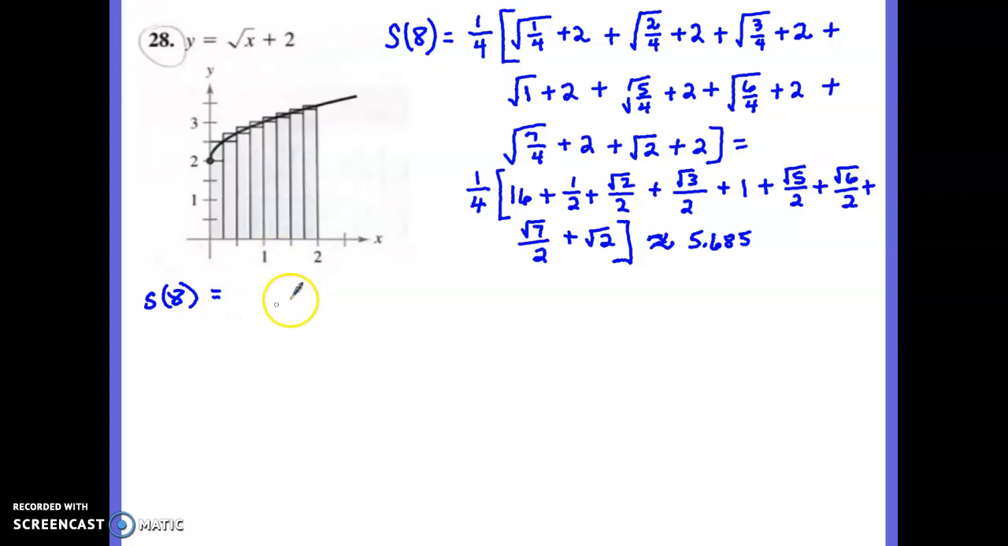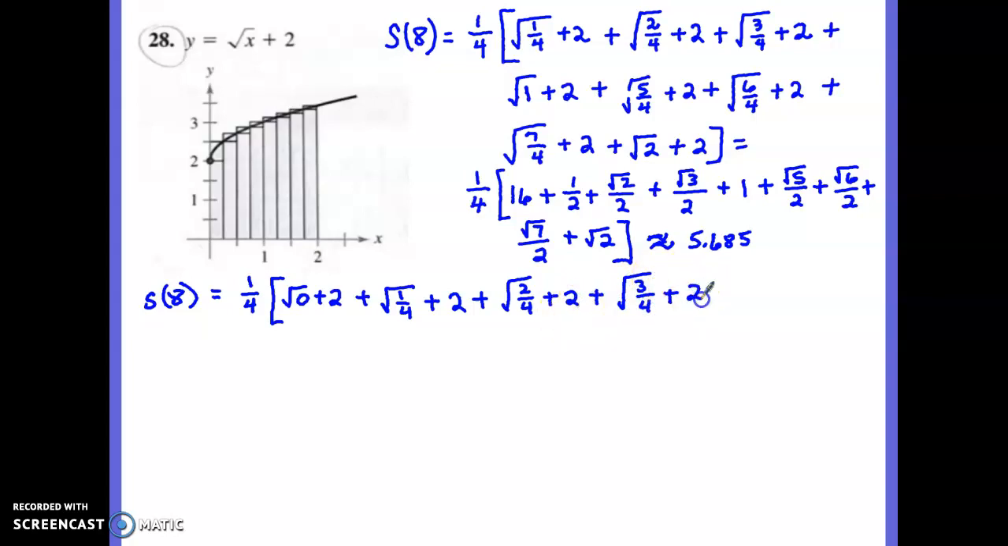Okay, so we're doing the lower sum, so that would be starting at 0 and going all the way up to almost 2. So I'm going to do the same thing. It's 1/4. It'll be square root of 0 plus 2. All right, the next one that you're going to have, see, we started at 0. Now we're going to do 1/4. You can almost just recopy. See, the next one's 2/4. The next one's 3/4. You're going to have 8 of these when you finish.